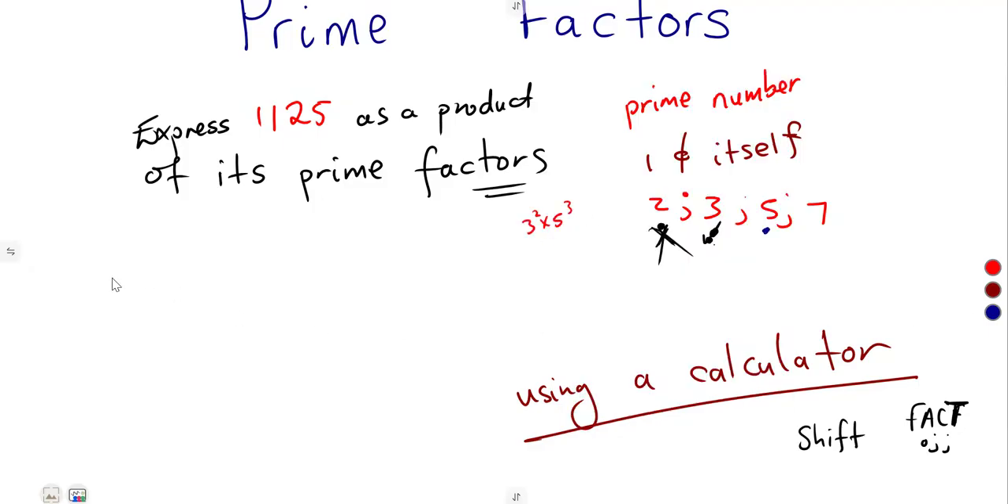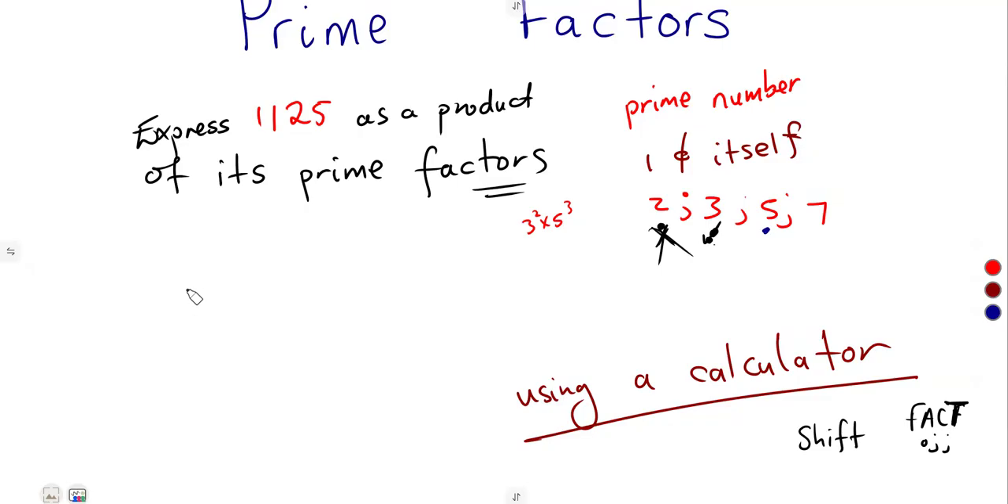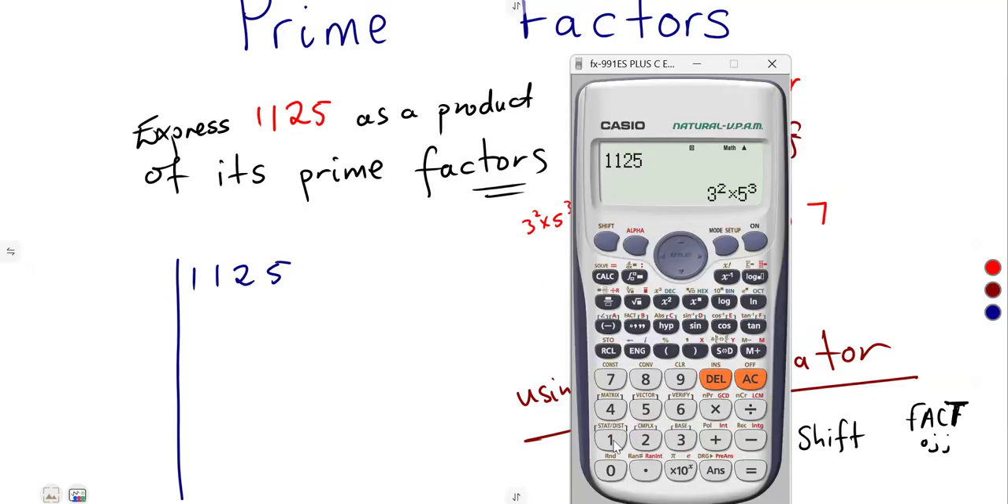All right, using the ladder diagram, let's simplify. So this is 1125. Prime factors, prime numbers, 2. Can 2 be used? 2 cannot work, guys. So 2 is totally out. You move on to 3. So you can try that. 1125 divided by 2, as you can see, is totally out. So let's move on to 3.